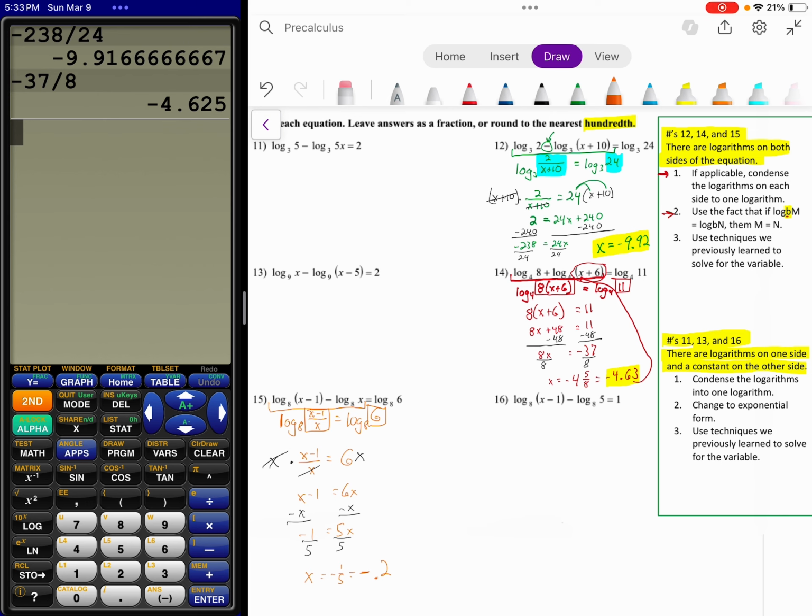Is it okay to put that back in our original? So let's put that back. Well, it's not, because then we would be taking the logarithm of a negative, and we can't take the logarithm of a negative. I'm just going back real quickly to make sure I didn't make any mistakes. And so we can't put that in there, so this is going to be a no solution.